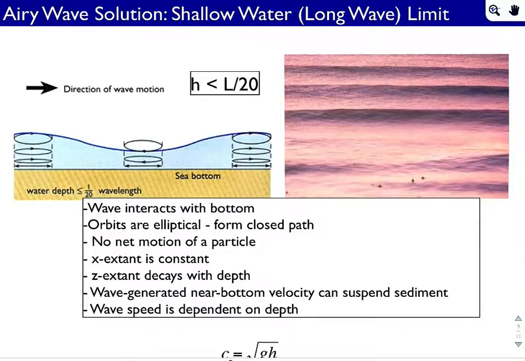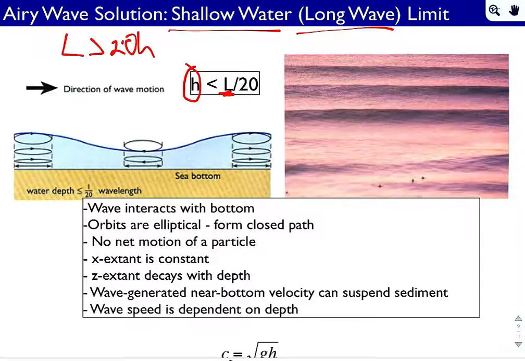The other limit is the long wave limit, also known as shallow water limit. This is where the depth is very small compared to the wavelength. It's smaller than a 20th or 5% of the wavelength, or we can think of it as the wavelength is greater than 20 times the depth. In this limit, you have elliptical, actually linear motion at the bottom, along the bottom, still forming closed orbits, but the key thing is the wave feels the bottom. The wave is interacting directly with the bottom.